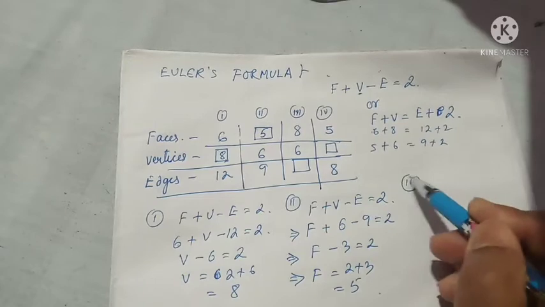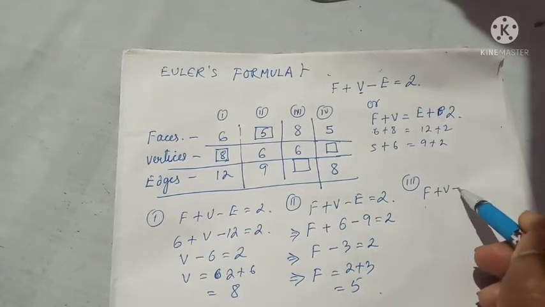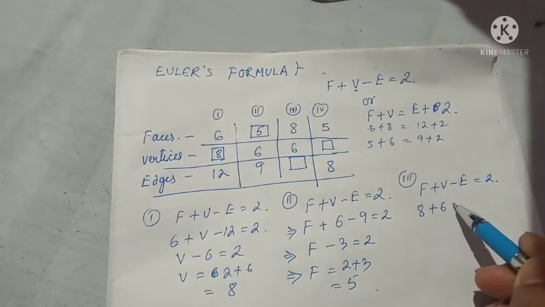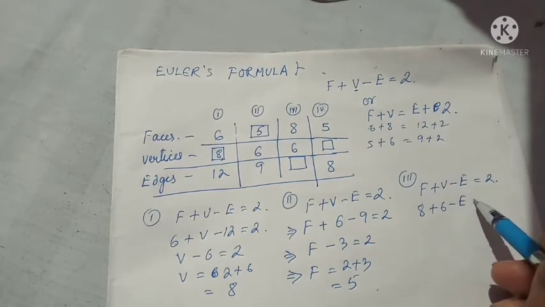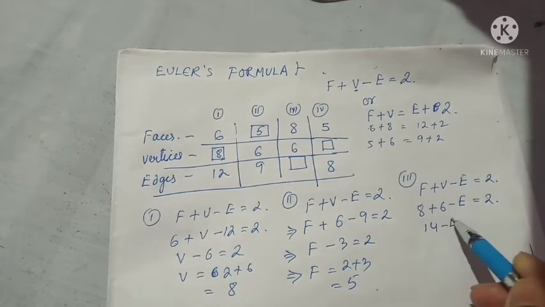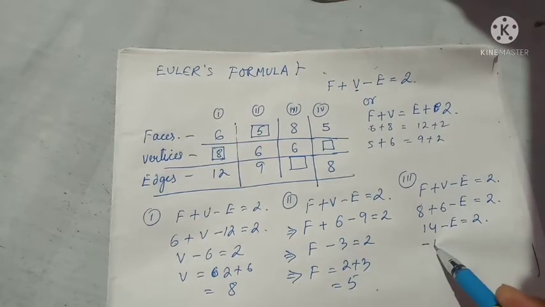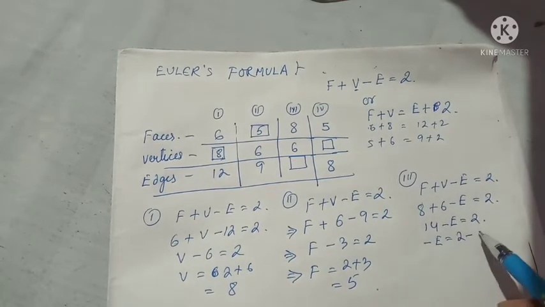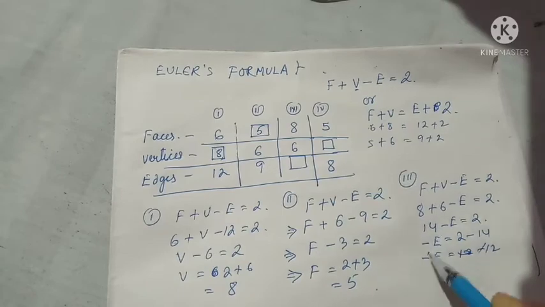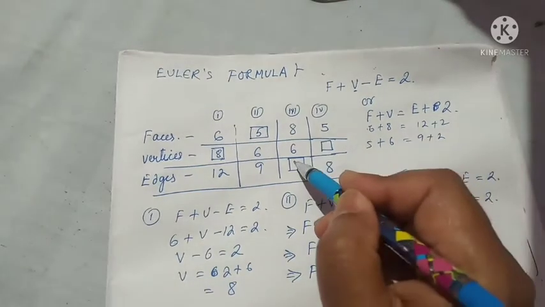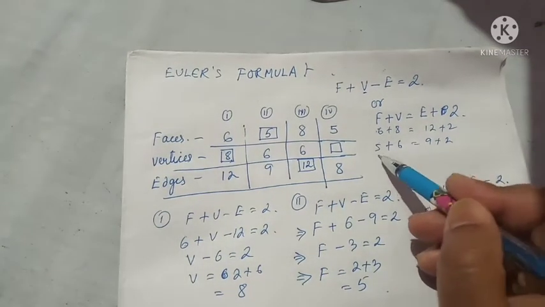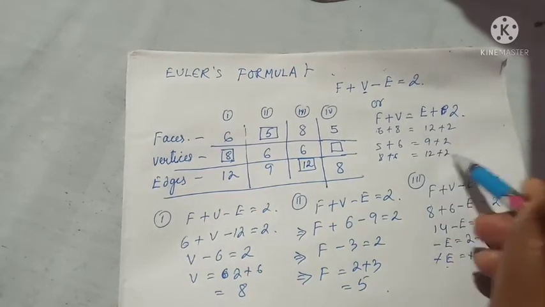Now number 3: face plus vertex minus edges equals 2. The face is 8, the vertex is 6, and the edges are unknown. So 14 minus E equals 2. If you transfer the 14 to this side, you get minus E equals minus 12. Then E equals 12. The edges will be 12. Now put in the values: 8 plus 6 is 14, and 12 plus 2 is 14. This is correct.